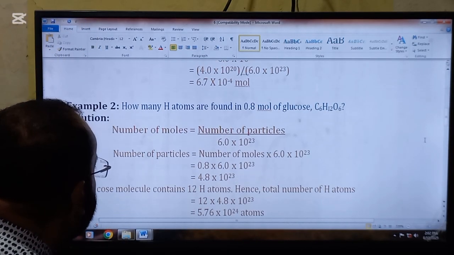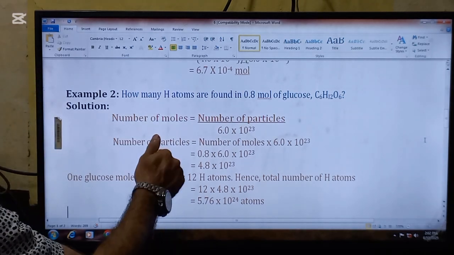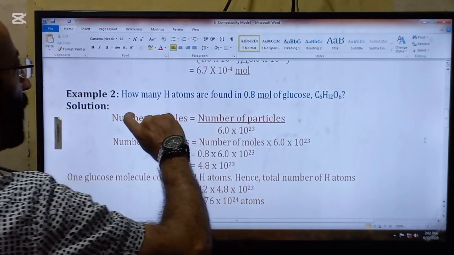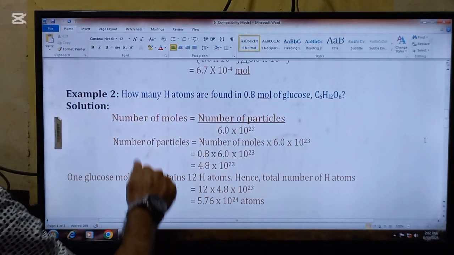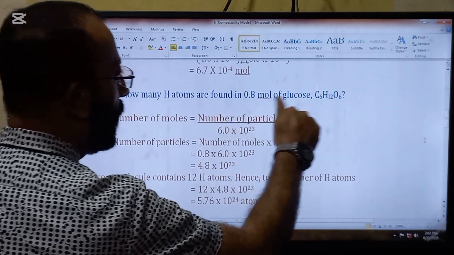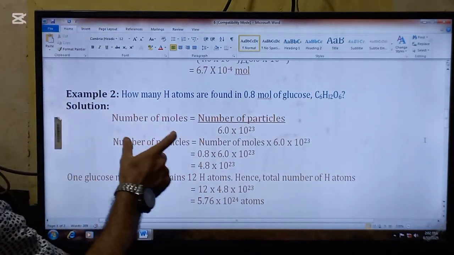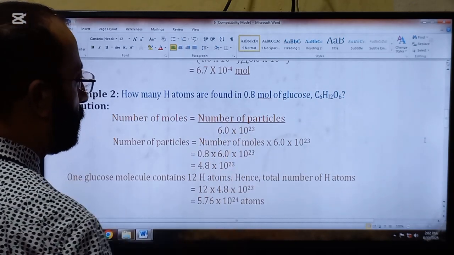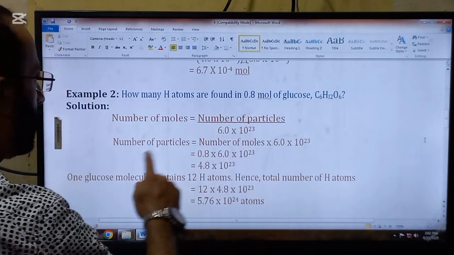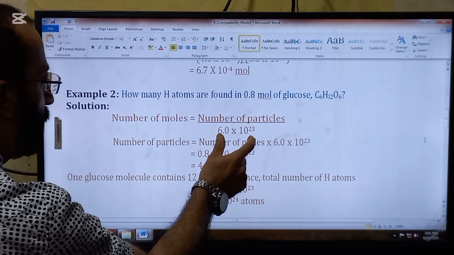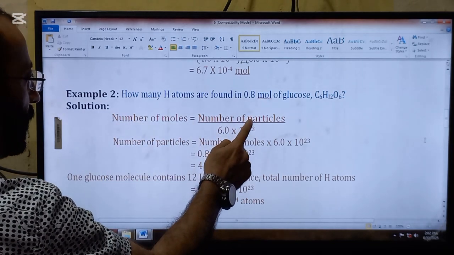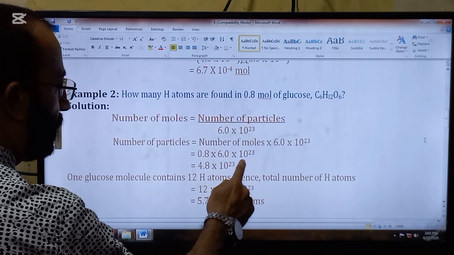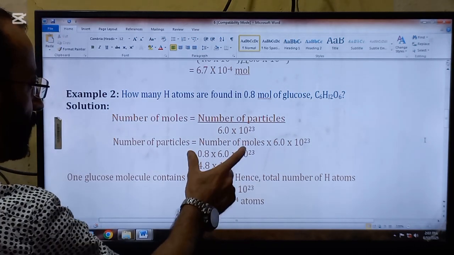Here is another question. How many hydrogen atoms are found in 0.8 moles of the glucose? So now mole is given and particle is the requirement. And particularly hydrogen atoms in glucose. So look now. First the formula will be written, that is number of the moles is equal to number of the particles over 6 multiplied by 10 raised to the power 23. Now look, number of the particles will be equal to, this will go to the left side because particles is the requirement and these are the moles which are given. So 0.8 multiplied by 6 multiplied by 10 raised to the power 23. Solve it on the calculator.